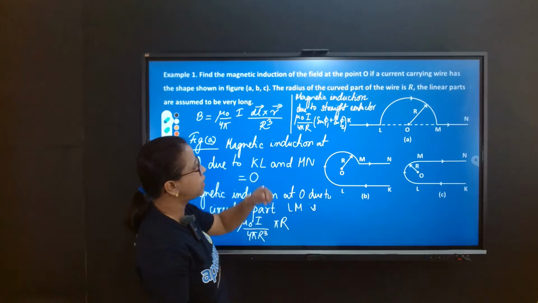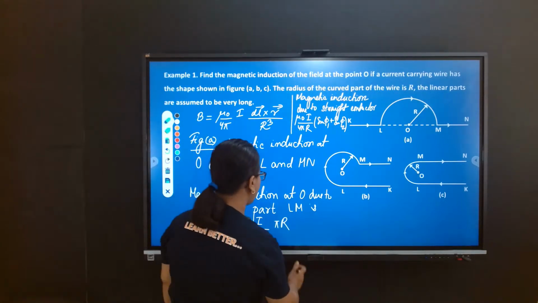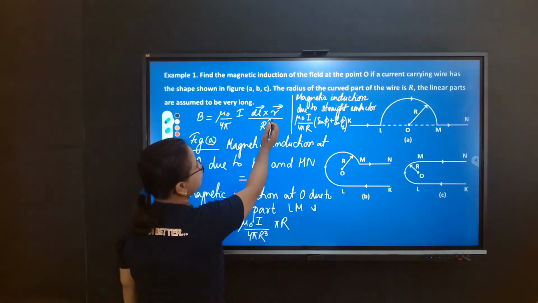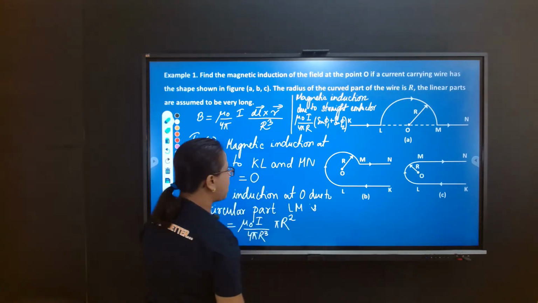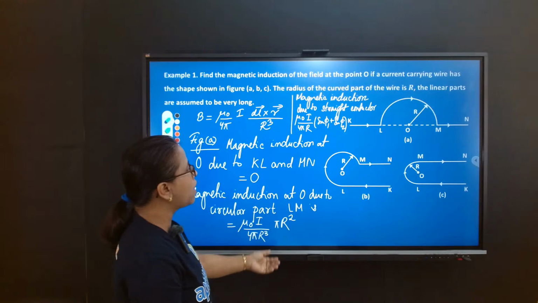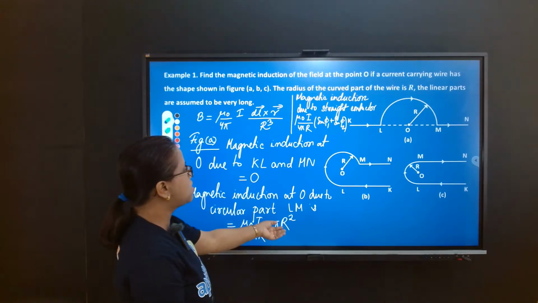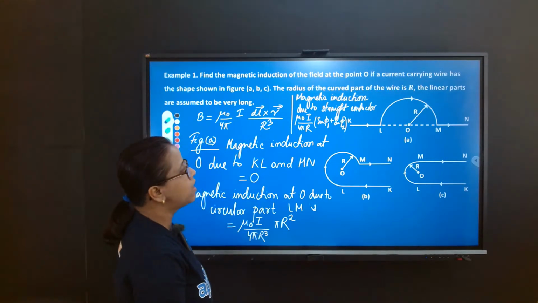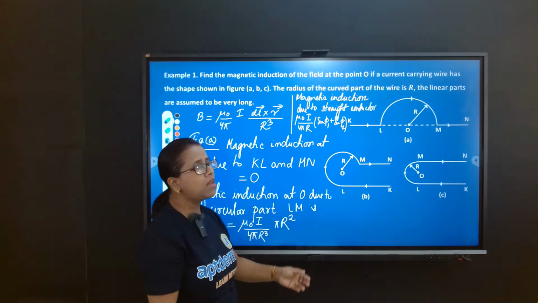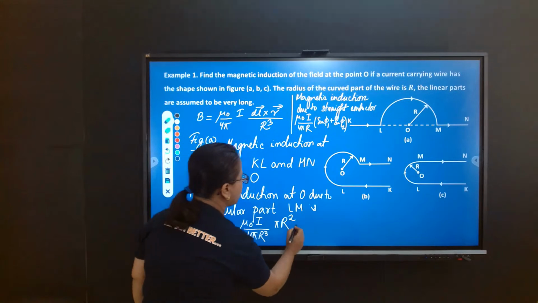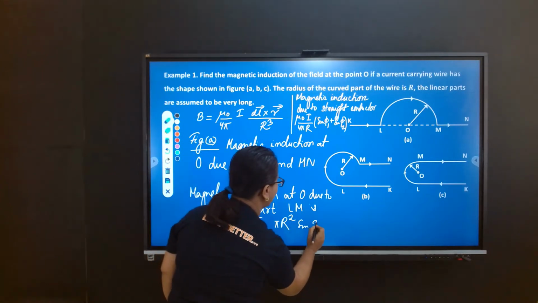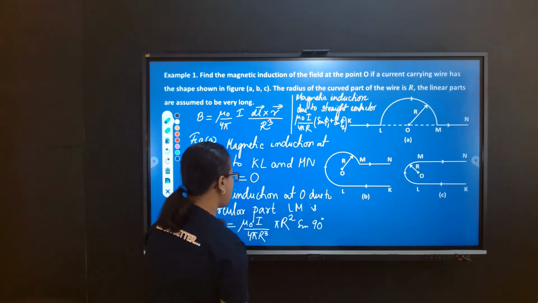Now we are left with r. What is r here? It's capital R actually. Small r is equal to capital R. We have r square coming out. Now what is the angle in this case? We can see that the angle here is 90 degree and sine 90 is equal to 1. So ultimately here we get sine 90 degree which is equal to 1.